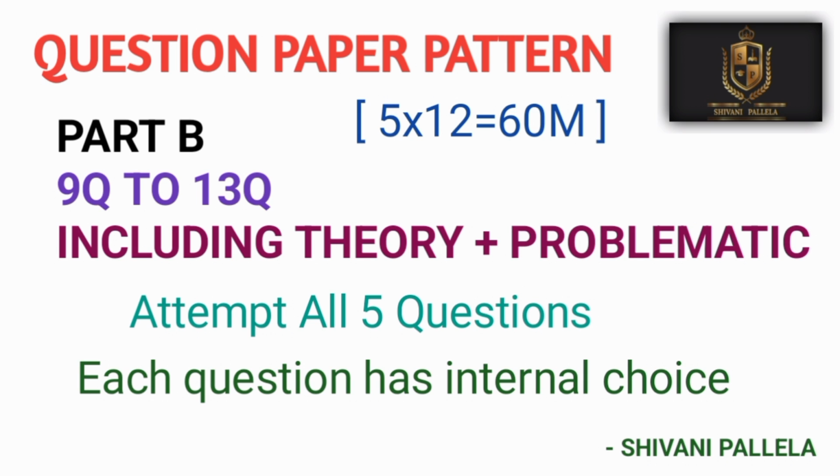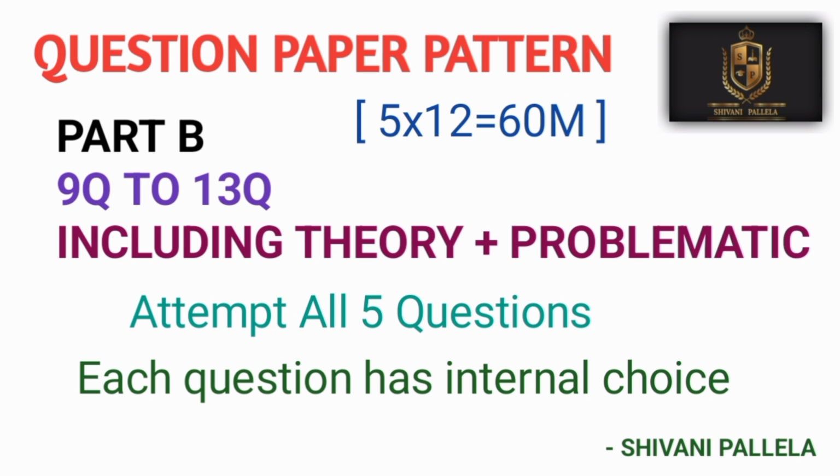And Part B consists of the 9th to 13th question, as I have already said. Including theory as well as problematic, both will come in Part B. The ninth question will come from unit number 1, the 10th question from unit number 2, the 11th question from unit number 3, and the 12th and 13th questions from units number 4 and 5. In Part B, you need to attempt all 5 questions, and each question has an internal choice.